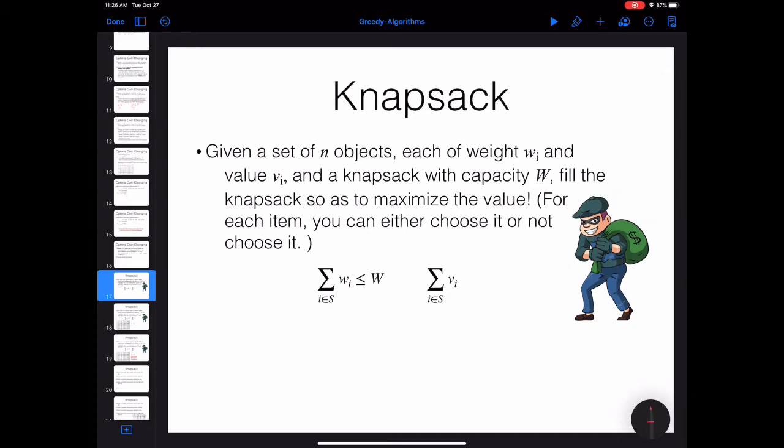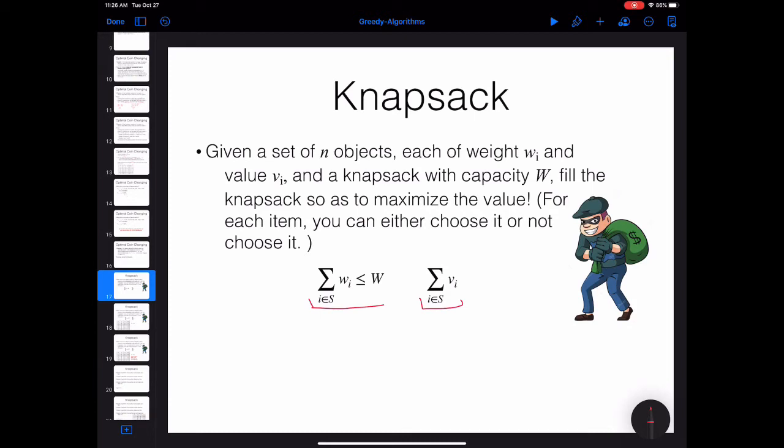The problem was that you have objects, and for each object you had some value and some weight associated with that object. Just assume that we have a knapsack with a specific capacity. You cannot carry more than that capacity, that weight, in the knapsack. The problem is that we wanted to choose the set of objects that gives us the maximum value, while the summation of weights is less than or equal to the amount that we can carry.